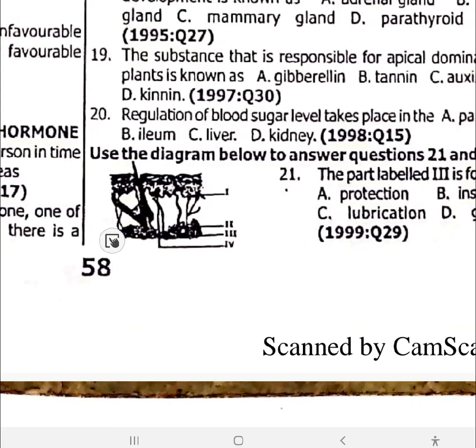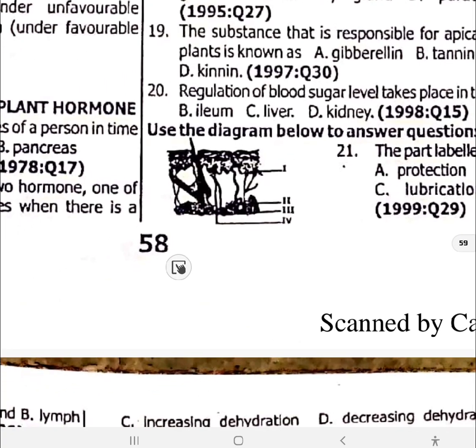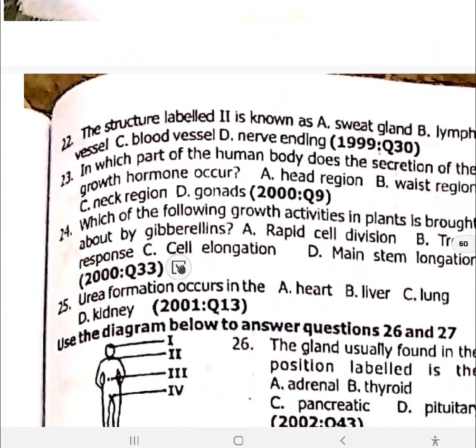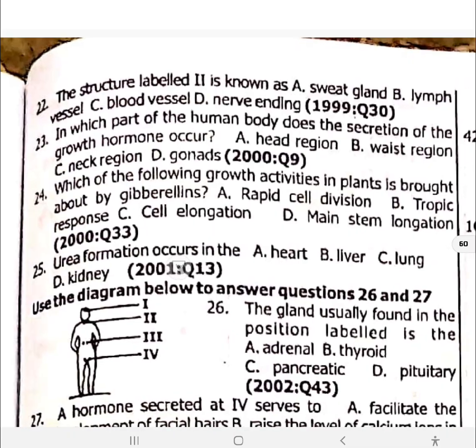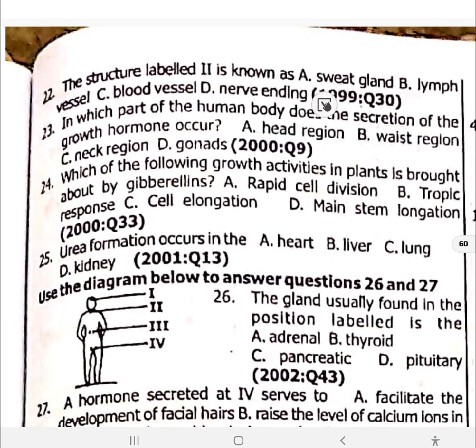The structure labeled II. Actually, the first thing you need to note, III is called the subcutaneous fat. Subcutaneous fat, okay? While 22, the structure labeled II, let me pay keen attention to this, is known as the sweat gland. That's option A. The sweat gland.